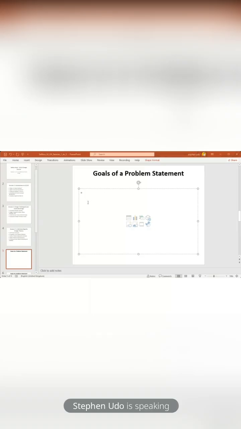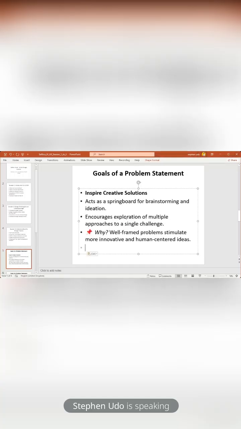The next one, inspire creative solutions. How does it do that? It acts as a springboard for brainstorming and ideation. That means the goal of this problem statement we are talking about acts as a medium. You already have a narrowed point. So your brainstorm is not outside, it is within a specific area. You understand? So you can always brainstorm on a specific area.